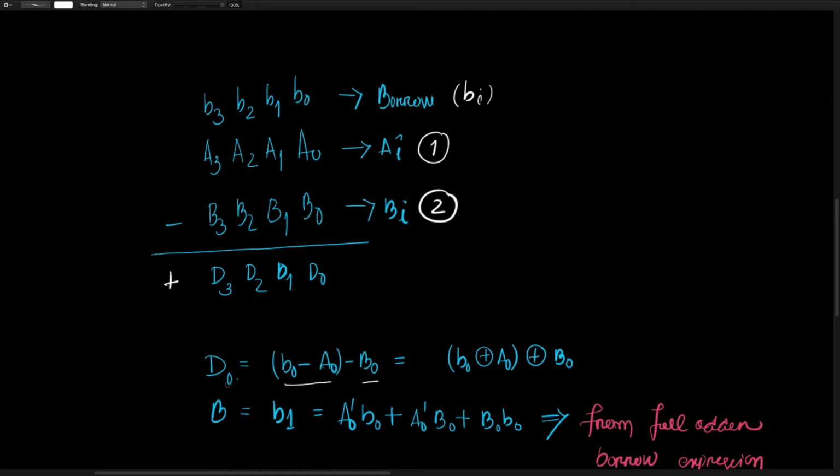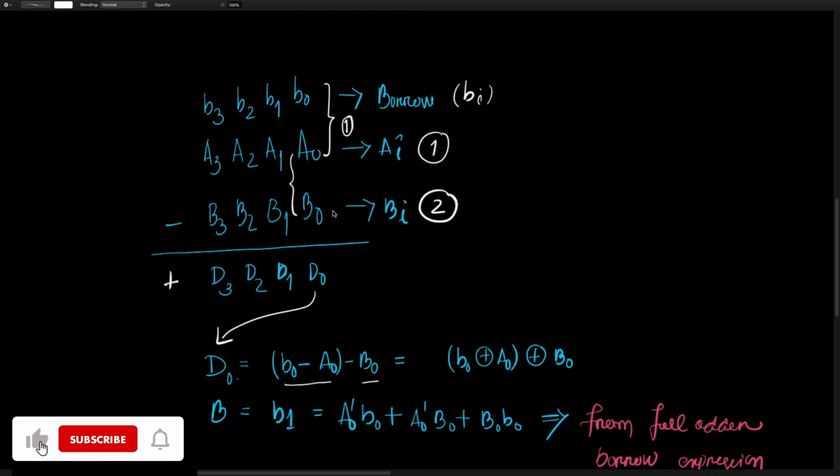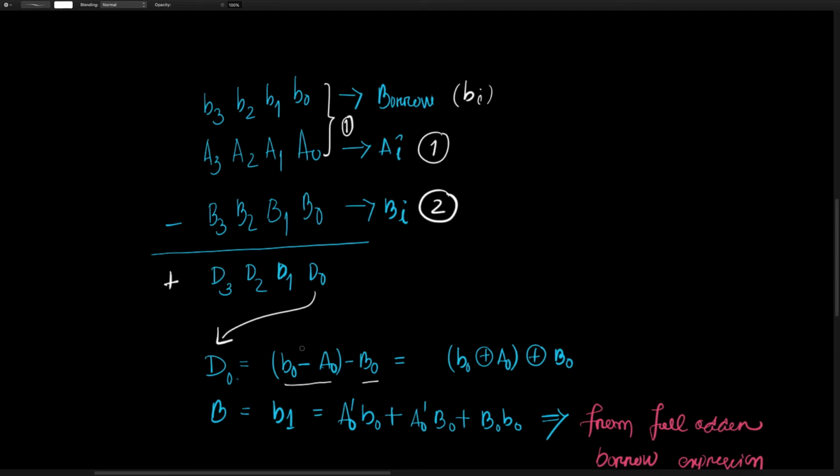Now let's consider the very first case. For D0, you see B0 minus A0. This is the first operation you do. In case of addition we did this as the first operation, but in case of subtraction we do this as the first operation. Whatever answer we get from B0 minus A0, minus B0, that would be your final answer. Thereby we can say that the simplified expression would be something like this.